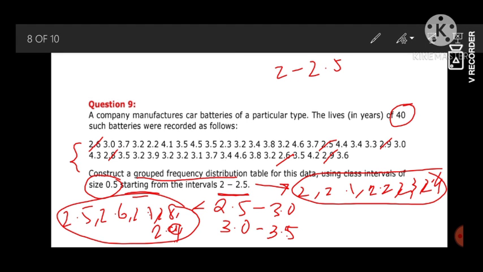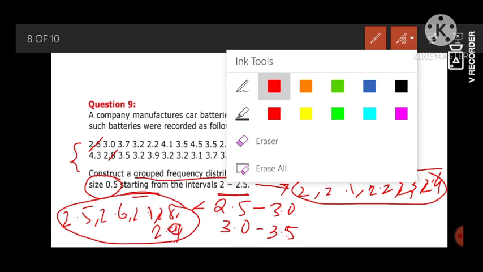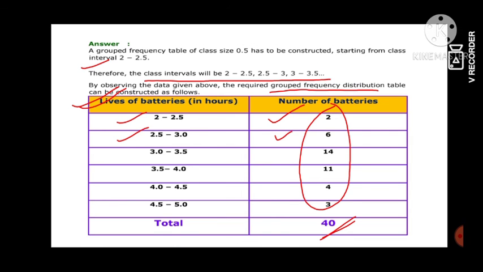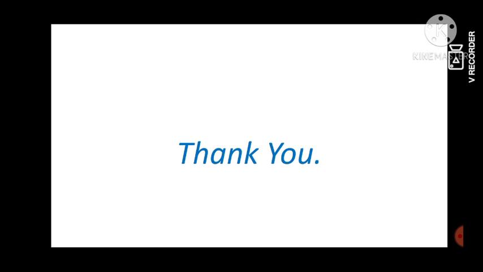Let us come back to the question and see how many batteries were given. So here you can see it is given 40 batteries. So our 40 batteries matches our group frequency distribution table's total frequency. So we can say that our frequency distribution table is correct. So this was question number 9.